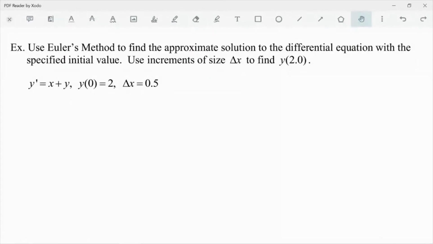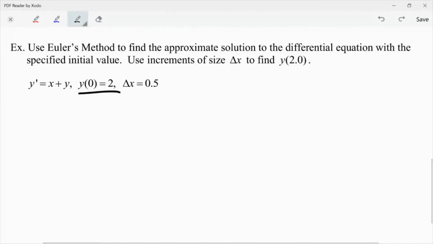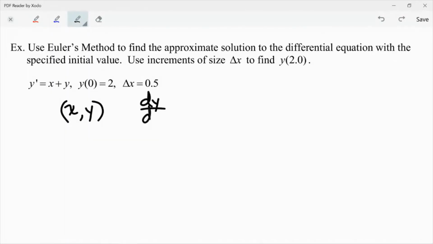So this time it says use Euler's method to find the approximate solution to the differential equation with this specified initial value. We're going to use increments of size delta x, that's given here, and we're going to find y at 2.0. Notice that we're starting at x equal to 0, and we want to get y evaluated when x is 2, and we're using a step size of 0.5. That means we're going to do 4 steps. So remember the setup here. We've got our (x, y), we've got our y prime, or I could write it as dy/dx, and it's x plus y. I've got my delta x, I've got my delta y, and then at the end of that, I'm going to be at x plus delta x, y plus delta y.